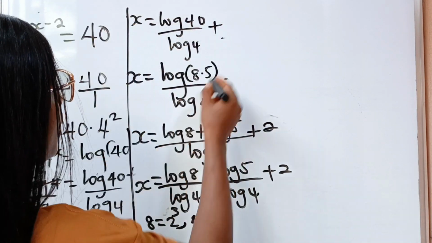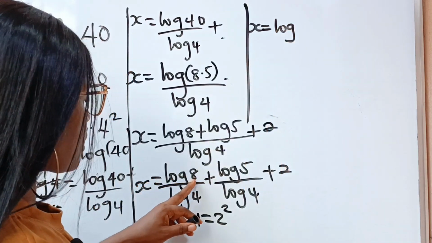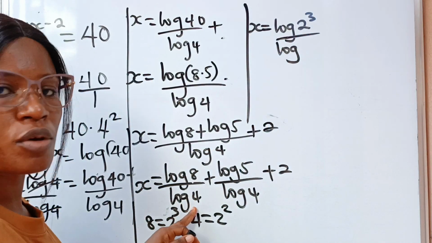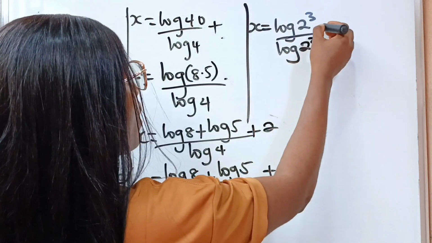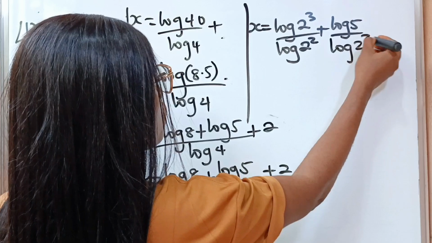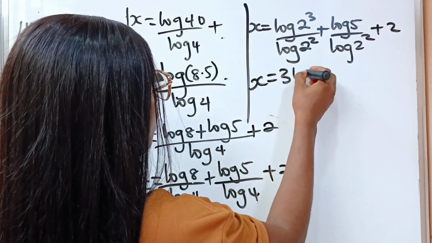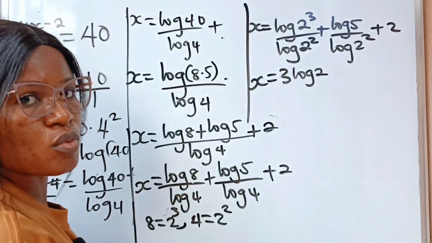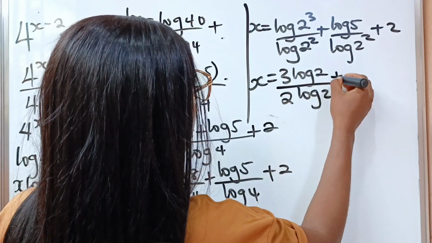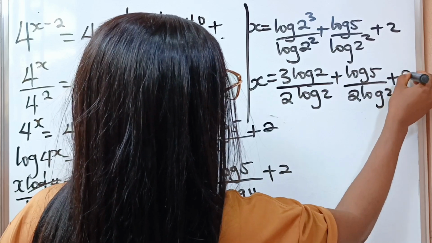If we do that, we will have x is equal to log of 8, which is 2 to the power of 3, divided by log of 4, which is 2 to the power of 2, plus log 5 divided by log of 2 to the power of 2, that is 4, then plus 2. So we have x is equal to 3 log 2, this will come down to multiply log 2, divided by 2 log 2, plus log 5 divided by 2 log 2, plus 2.